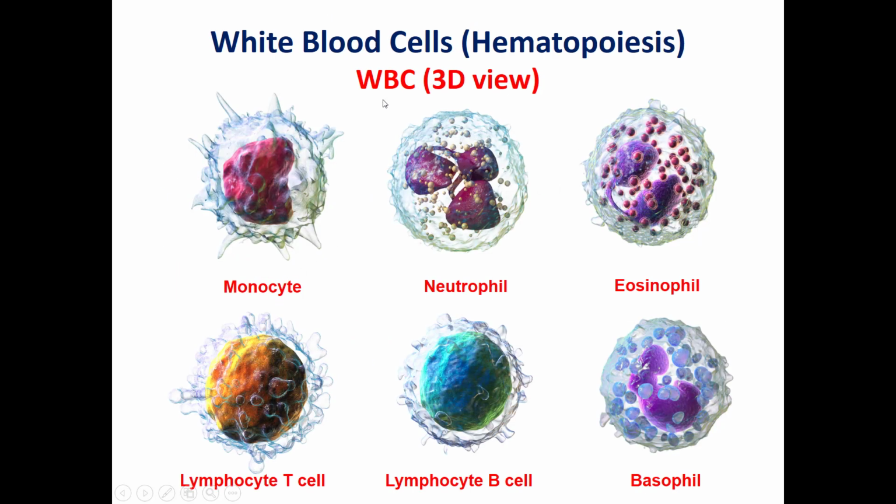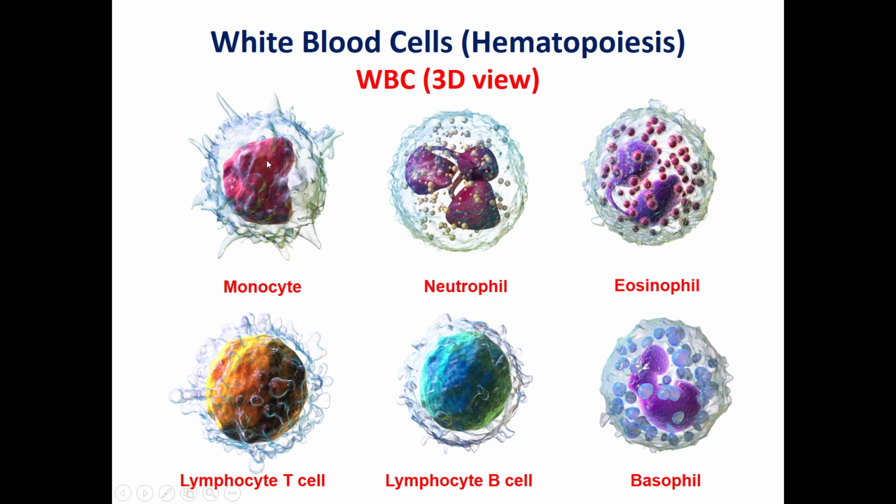Here also is another view of the different WBCs as a 3D view. Also, this image is very important in the study of hematology analyzers, because we will have the differential part. The principle of the differential part is based on the staining of these cells, as well as the use of light or laser to make a scattering and to discriminate between these different types.